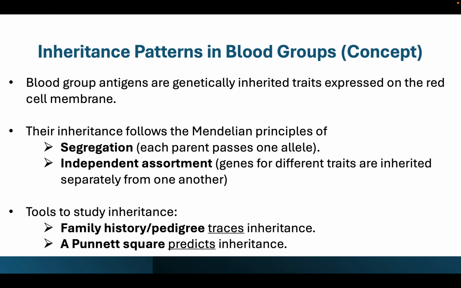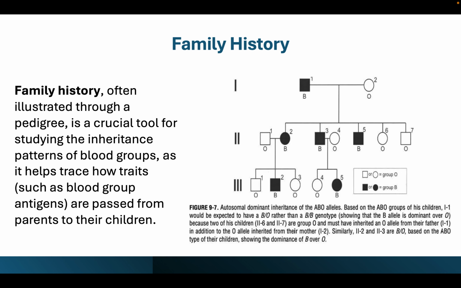Their inheritance follows the Mendelian principle of segregation, meaning each parent can pass only one allele to their kids. With independent assortment, genes for different traits are inherited separately from one another. There are two tools to study inheritance: family history, the pedigree, to trace the inheritance, and the Punnett square to predict the inheritance. And we will see how this applies to the blood group.